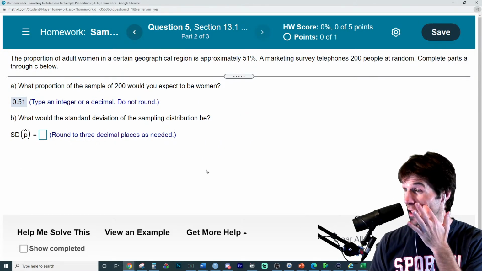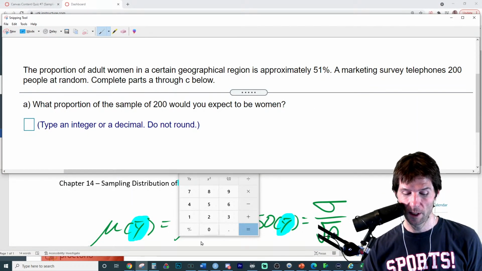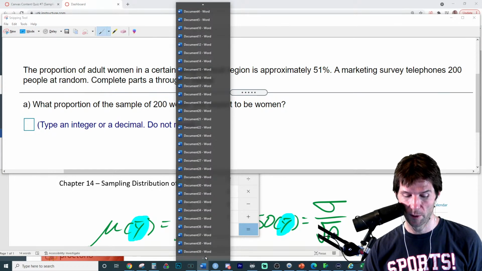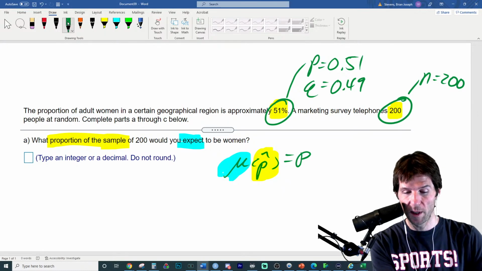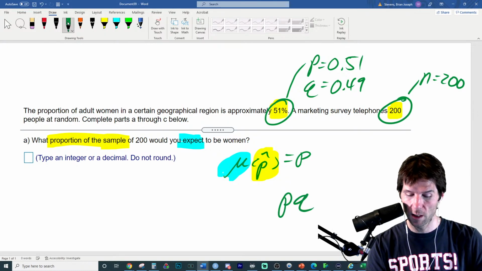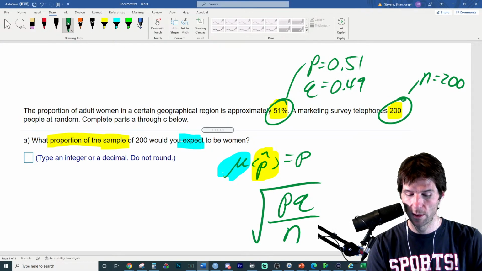What is the standard deviation? You might be saying it along with me. P times Q over N, square root. P times Q over N, square root. So we have P, we have Q. We already have those numbers. P times Q over N, square root. And we go here to 0.51.